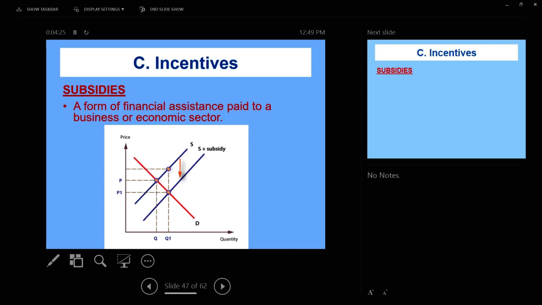But what we do see is that the subsidy increased quantity from Q to Q1. Whatever we're talking about here, the subsidy has stimulated it. We're getting more of something that's good.